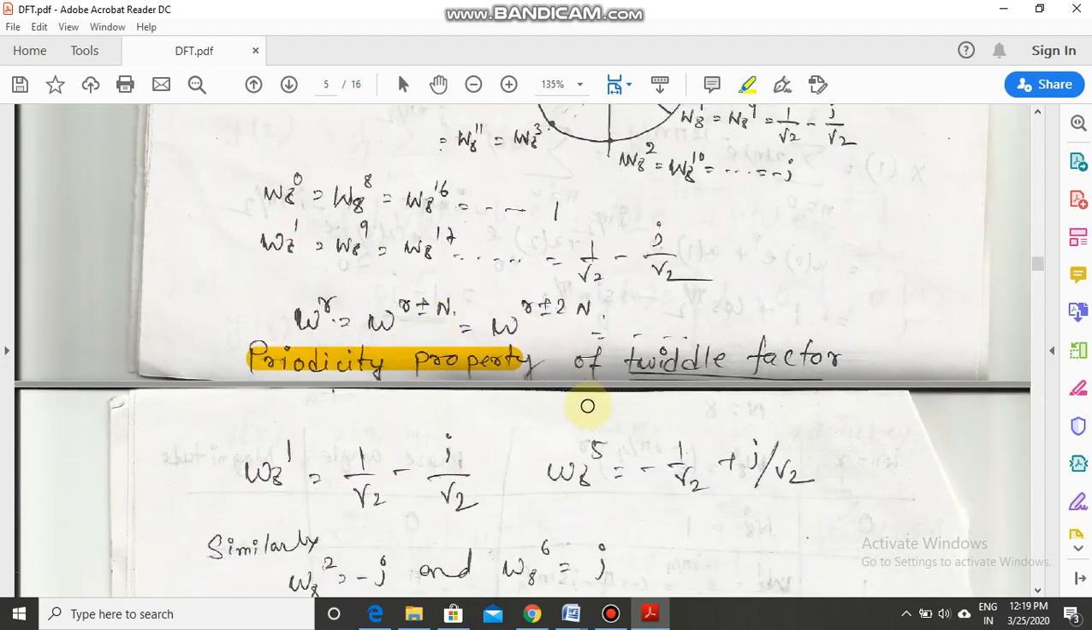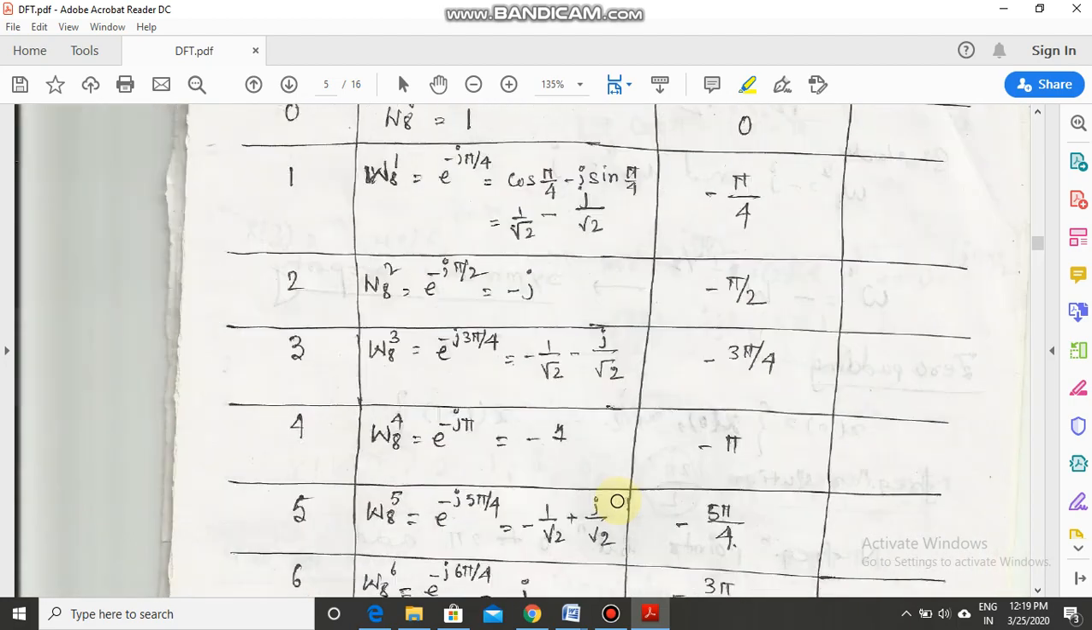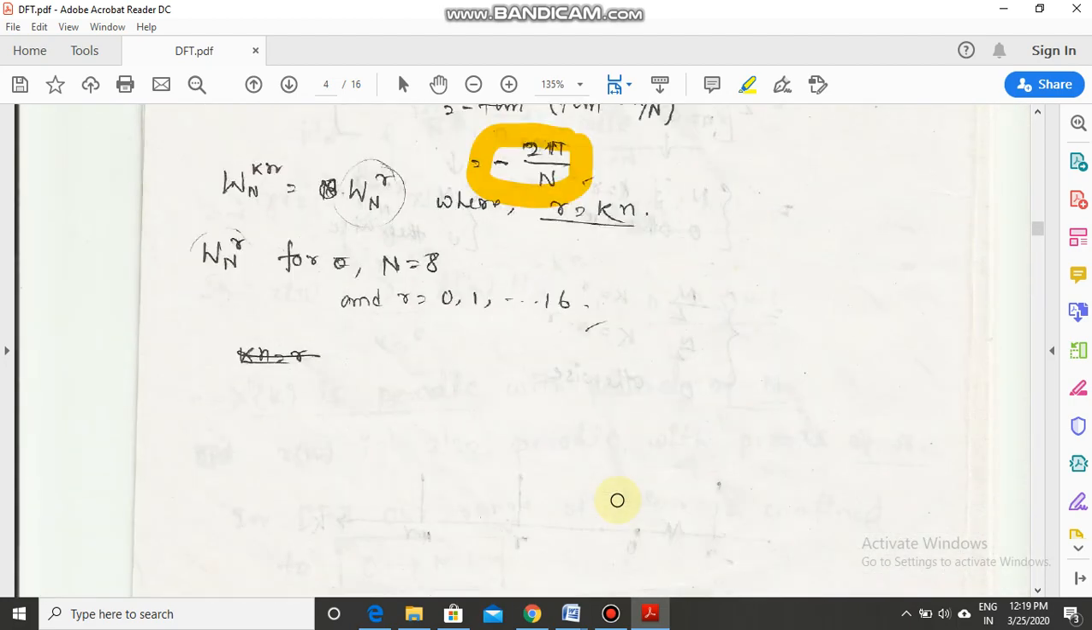We will explain this periodicity property and symmetry property with the help of this diagram. Now how do I obtain this diagram? Suppose we take the Twiddle factor W_N to the power nk. This nk is termed as a small r. We assume that small r is equal to nk. Now if I take N equal to 8, that means we are taking 8 samples, and we also assume that the value of r goes from 0 to 16.